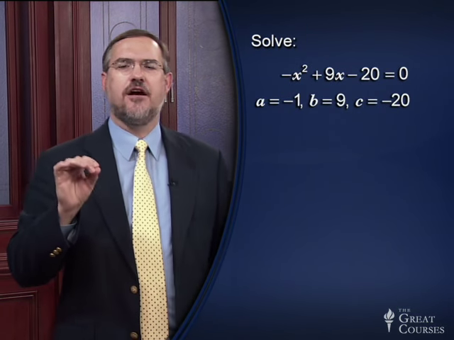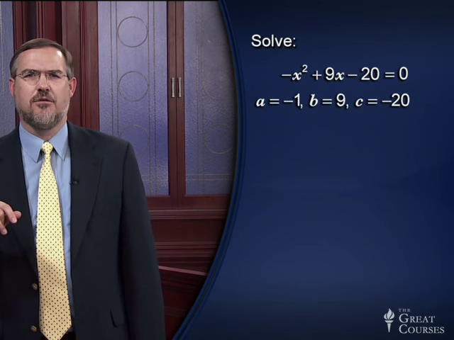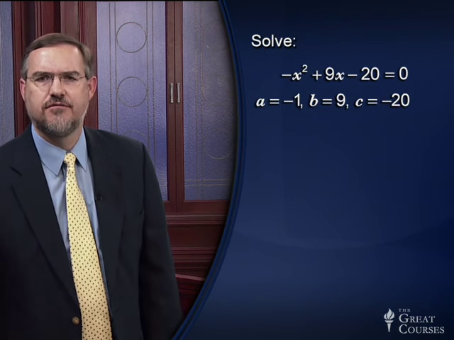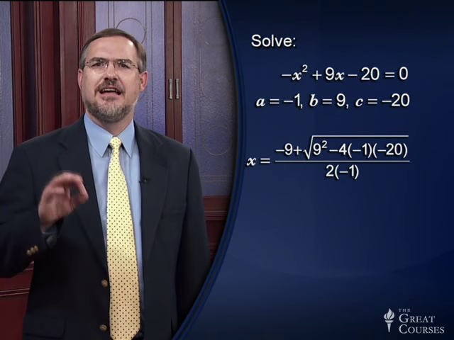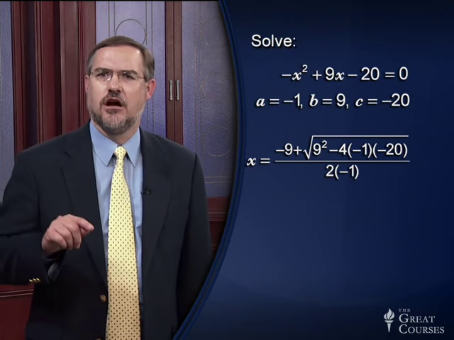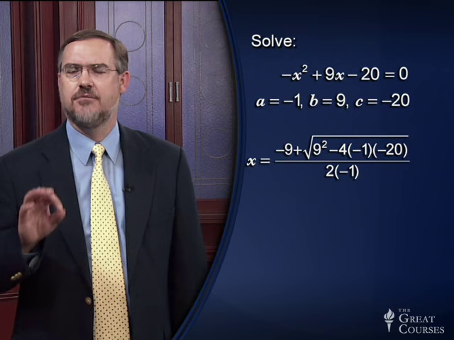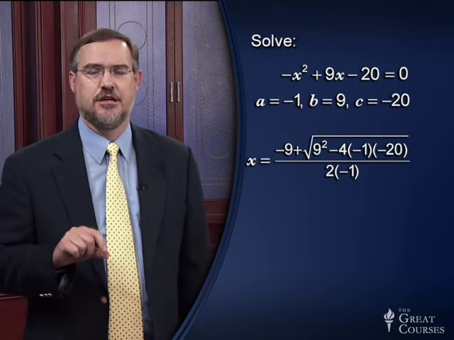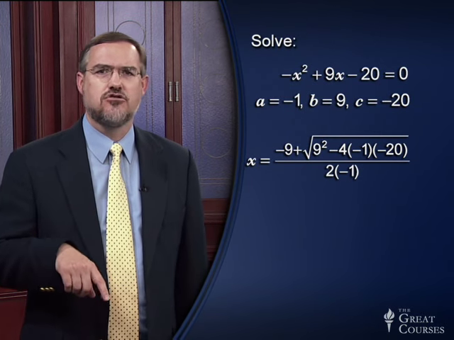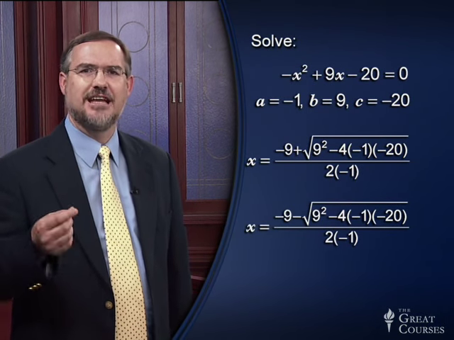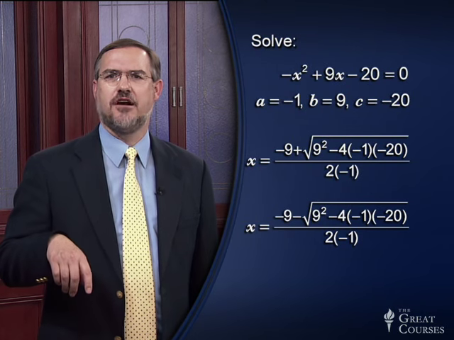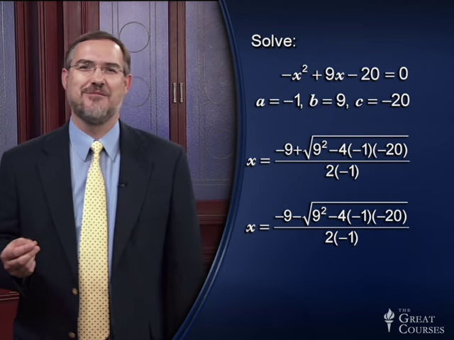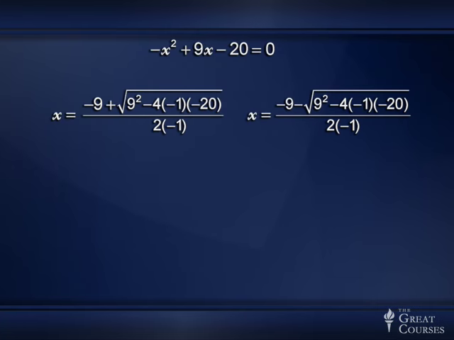Okay, plugging in our values for a, b, and c into the quadratic formula, here's what we're going to get for those x-intercepts of the parabola, or for the solutions of this equation. x equals negative 9 plus the square root of 9 squared minus 4 times negative 1 times negative 20, all over 2 times negative 1, because a is negative 1. And the other solution will be similar. x equals negative 9 minus the square root of 9 squared minus 4 times negative 1 times negative 20 over 2 times negative 1. Let me simplify these now quickly.